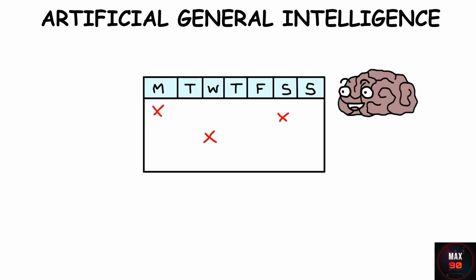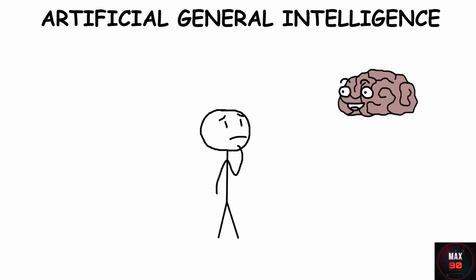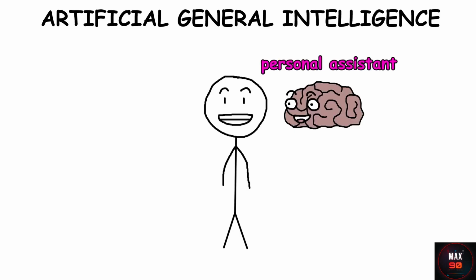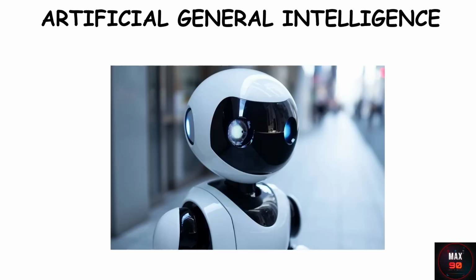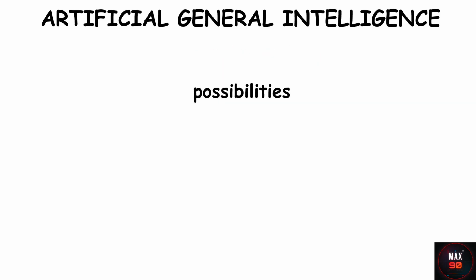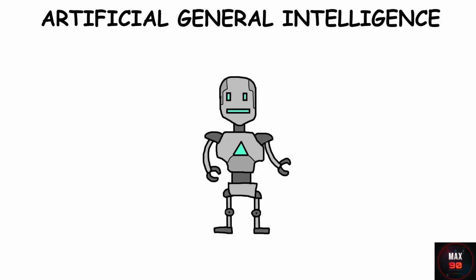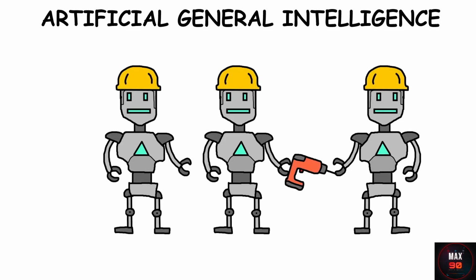It could help plan your schedule, solve tough problems, or even give you life advice, acting like a personal assistant that knows you and your preferences. If AGI were given a physical body, the possibilities would expand even more. Imagine having a personal chef, a cleaning robot, or AGI-powered workers who could handle any job.